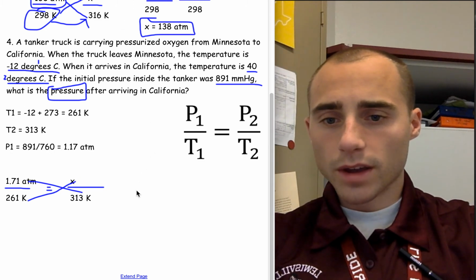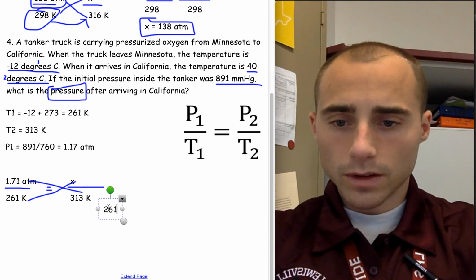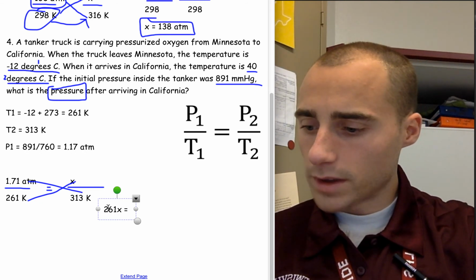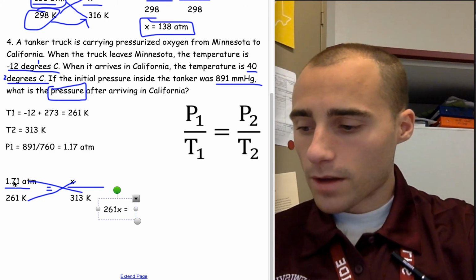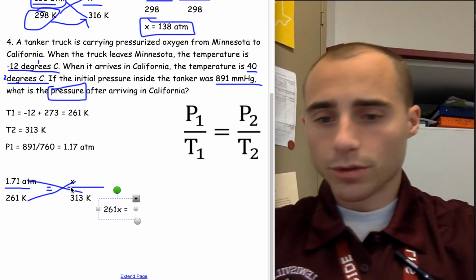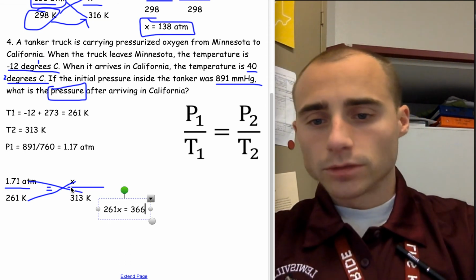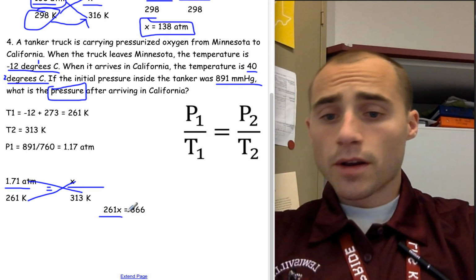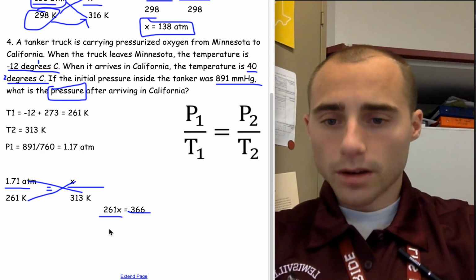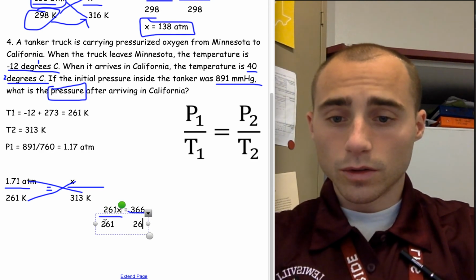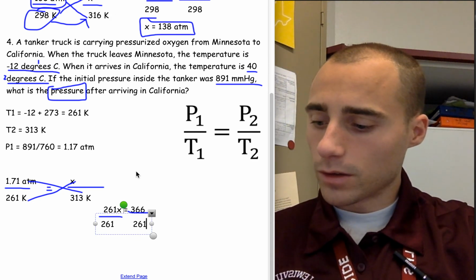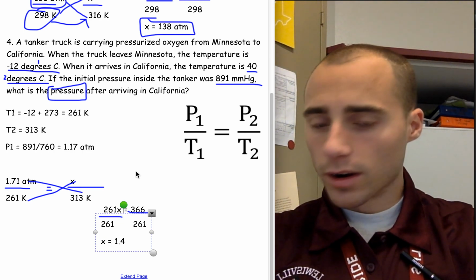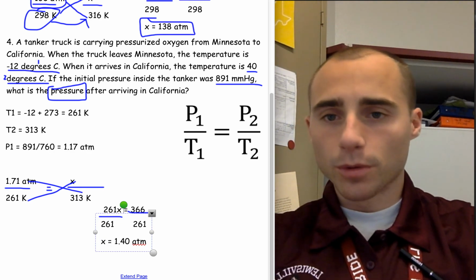So you get 261x equals, we got to do 313 multiplied by 1.17. That's my fault, that's supposed to be 1.17. It equals 366. And then we will just divide each side by 261. So 366 divided by 261. X equals 1.40. And that is our new pressure, 1.40 ATM.